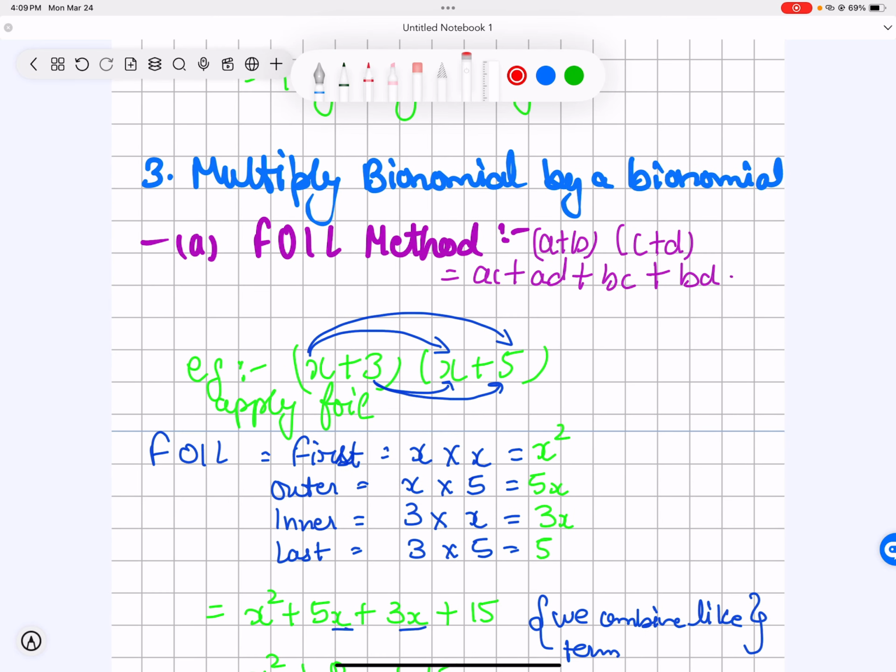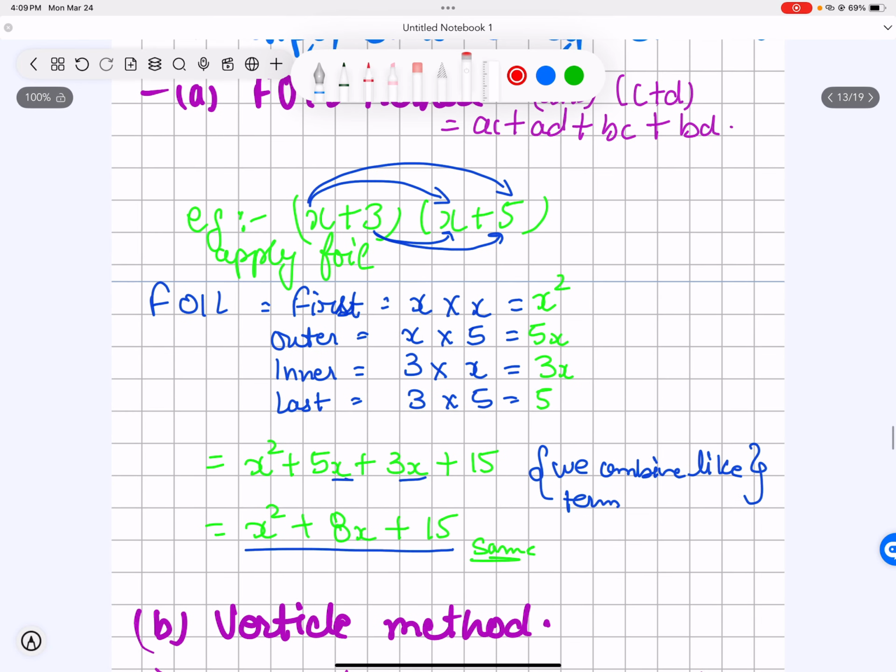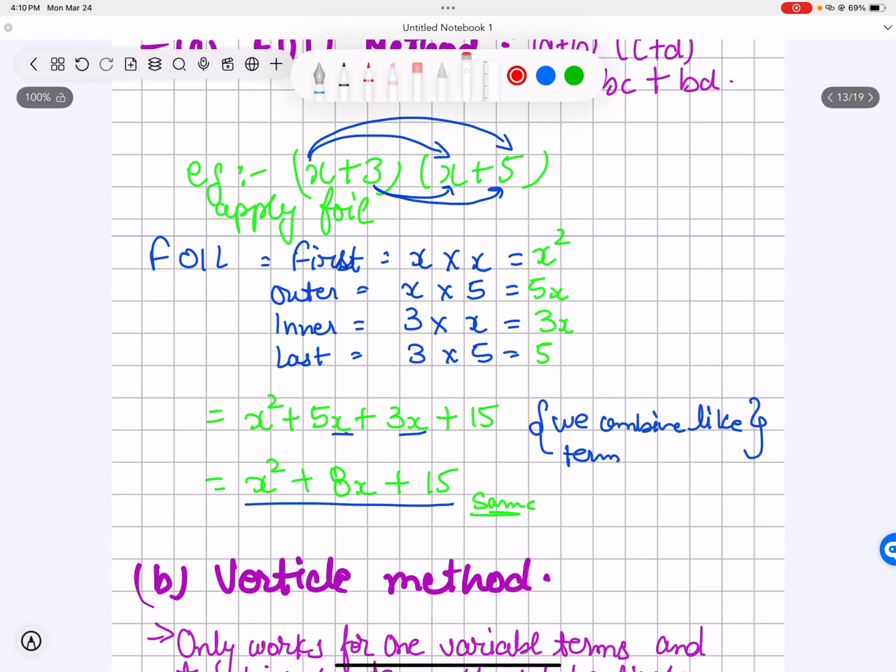So in order to multiply, we also have a FOIL method. In this, let's see, we have a plus b and c plus d. We will multiply a into c first and then a into d. We get ac plus ad, and then we multiply b into c and then b into d. We get bc plus bd. So I'll show you with the example here. It is actually a FOIL method.